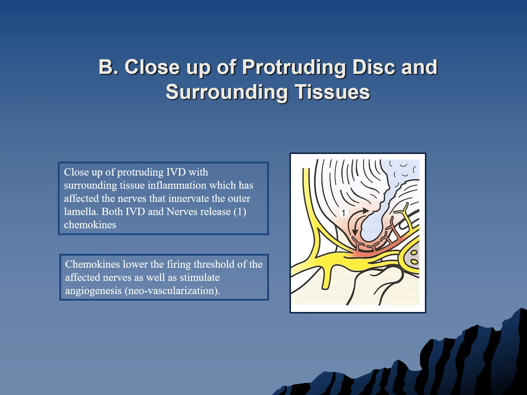And they do two things, and they're both important. Number one, they lower the firing threshold of the affected nerves, so they make it so the area is exquisitely painful and tender, and of course that's a protective mechanism. But number two, and it is extremely important, is they stimulate angiogenesis, or neovascularization, which is the formation of brand new blood vessels. Let's take an enlargement look at that.